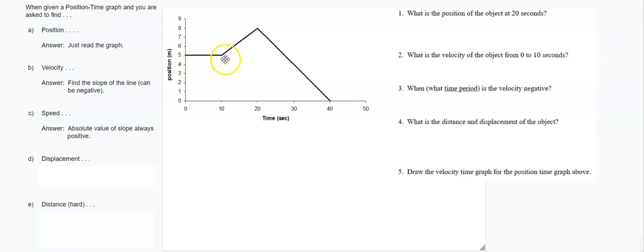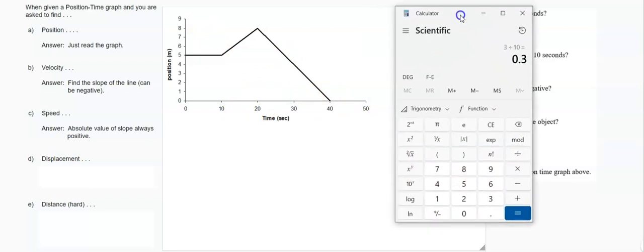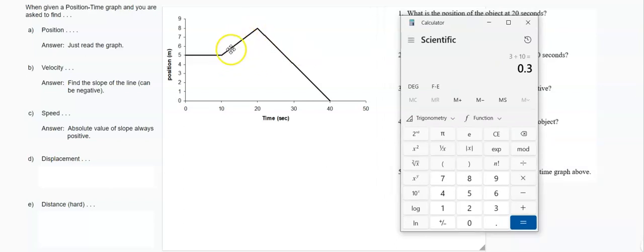The slope between 10 and 20 seconds, let's find the slope of that. Let's see, that rises 3 in 10 seconds. From 10 to 20 is 10 seconds. So 3 divided by 10, we get 0.3. And so the velocity there is 0.3 and the speed there is 0.3.